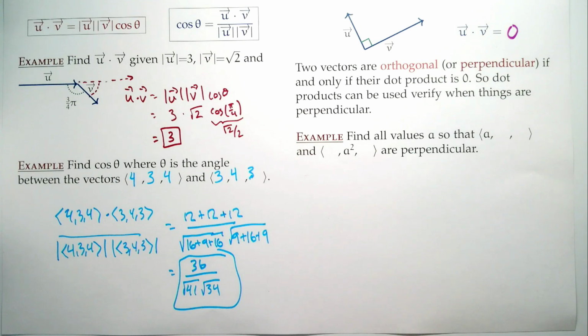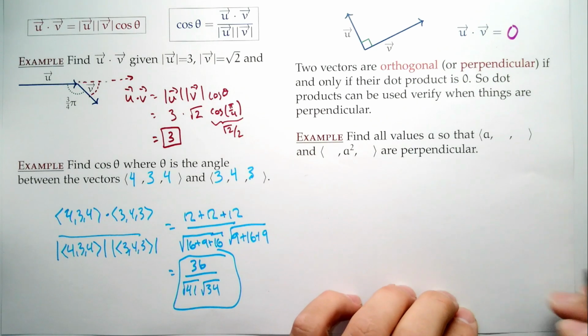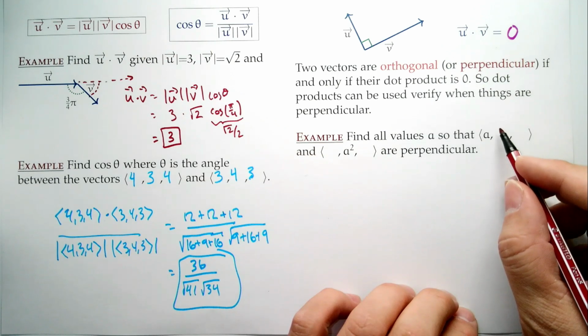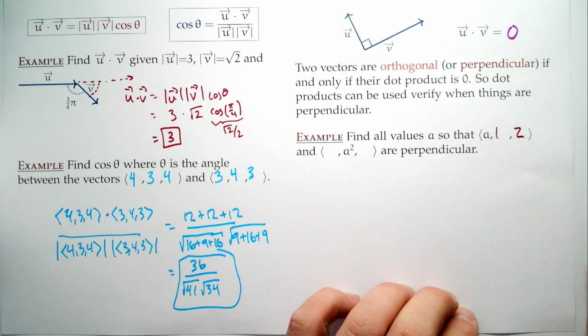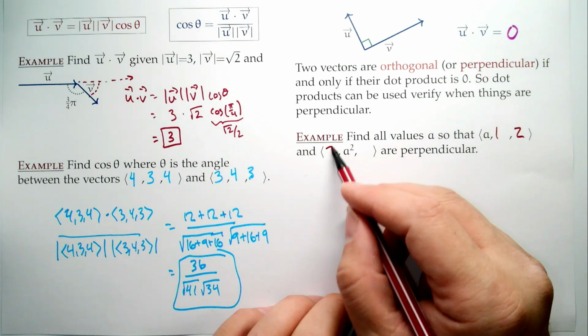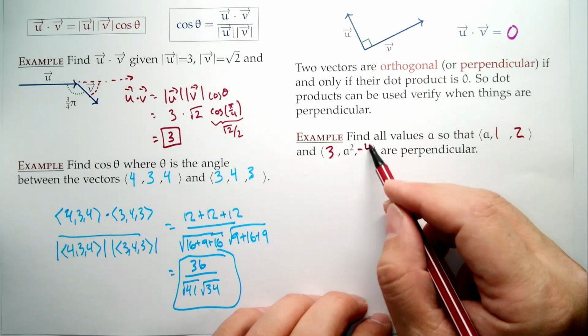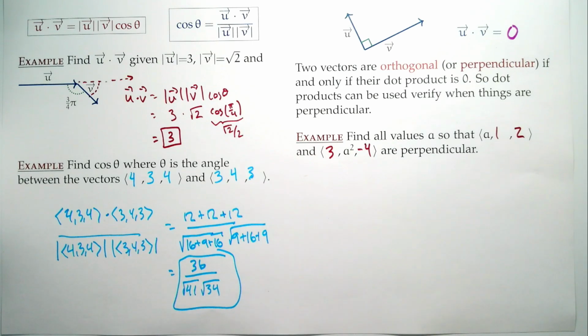All right, so find all values A, and to avoid more of the 3, 4, 5 phenomenon, I'm going to actually pick this time. So find all values A so that the vectors (A, 1, 2) and (3, A squared, negative 4) are perpendicular. These were not chosen to be good. I'm probably going to regret my choice in a moment here. Okay, but here I have two vectors, but they're not quite fully defined. I want a number. And so there's some choice for A, maybe more than one, hopefully at least one, where these would be perpendicular. So if I want them to be perpendicular, what needs to be true?